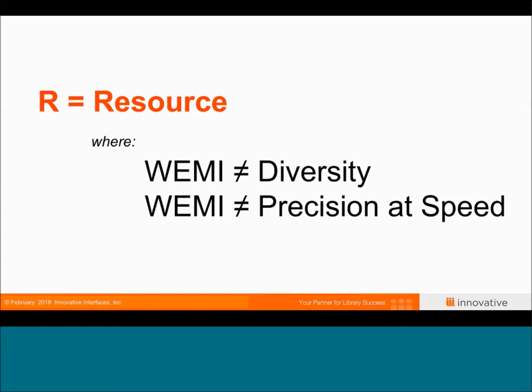There are many groups that have proven that, as they broke up our records into four different records and just had more processing instructions. It didn't get us a significant enough gain over MARC to drive the needed user experience. So it doesn't have precision at speed, it doesn't have diversity, and it has some uncomfortable questions.